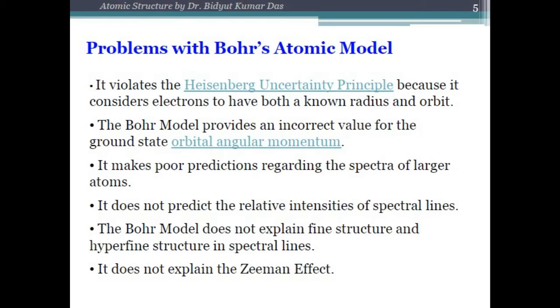Although Bohr's atomic model is successful in describing many things in physics, it also produces a lot of problems in defining some physical phenomena. First, Bohr's atomic model violates the Heisenberg uncertainty principle because it considers electrons to have both a known radius and orbit.